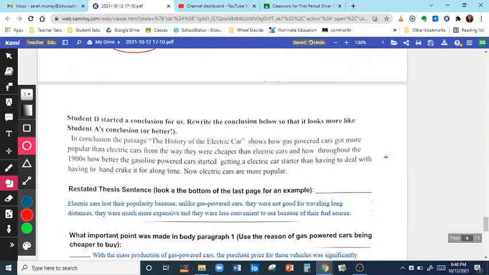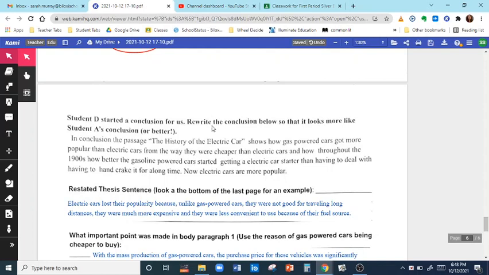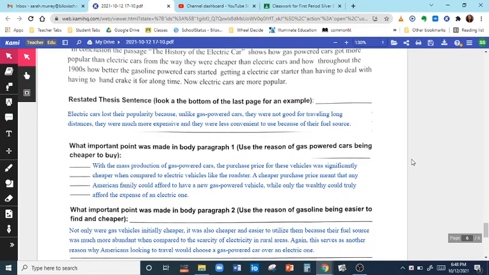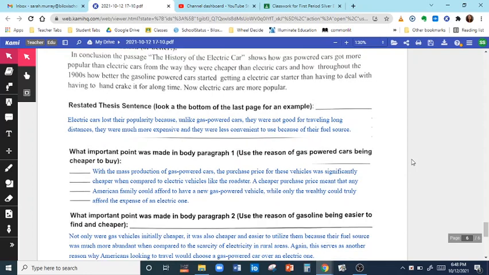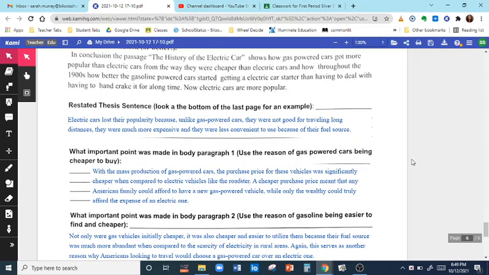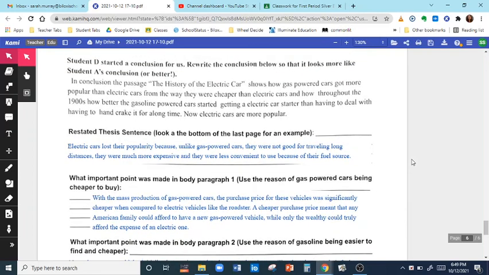All right. Now we're going to look at student D's conclusion, and we're going to rewrite it so it looks more like student A's conclusion, or even better than that. So here we go. "In conclusion, the passage, the history of the electric car, shows how gas-powered cars got more popular than electric cars, from the way they were cheaper than electric cars and how throughout the 1900s, how better the gasoline-powered cars started getting an electric car starter than having to deal with having to hand crank it for a long time. Now electric cars are more popular." So there's a lot of grammar mistakes. It's a little bit hard to understand. We're going to spice it up and make it a little bit better.